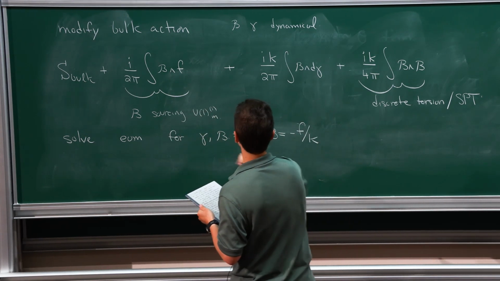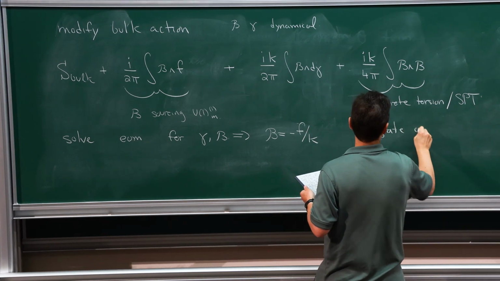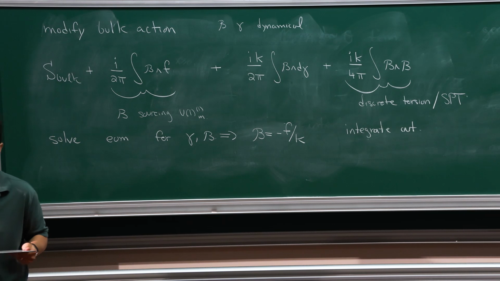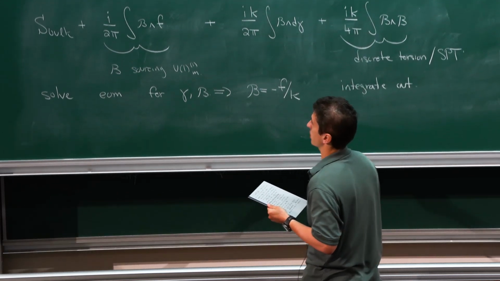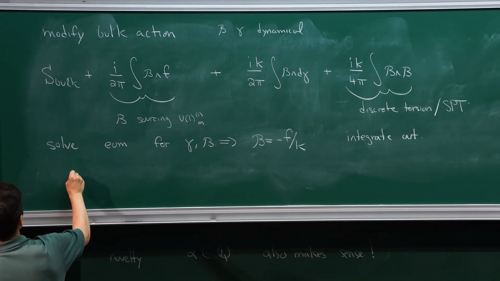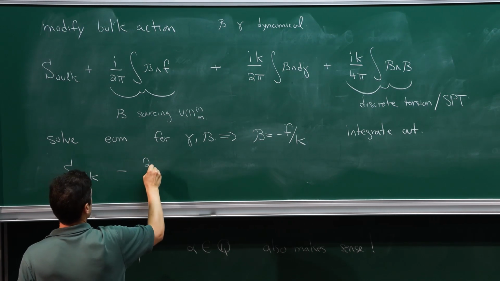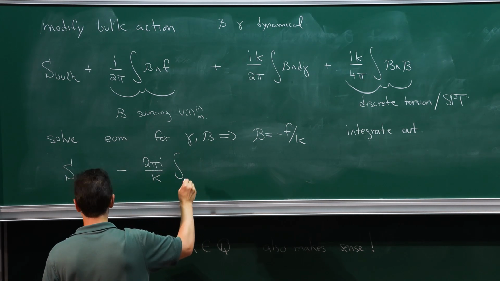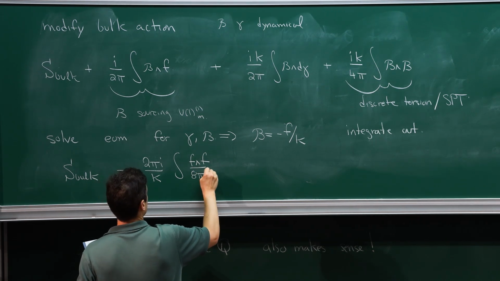And then I'll get rid of beta and gamma, so I'll integrate them out. You know, these fields, beta, gamma, it's a quadratic path integral. So basically doing the path integral just amounts to putting things back in, at least to see what's going on. We can do that here. So what we end up with is S bulk minus 2 pi i over k integral f wedge f over 8 pi squared.